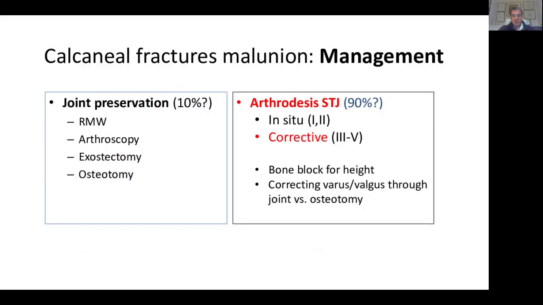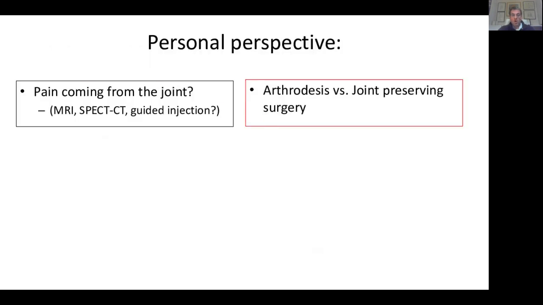affected in the vast majority, I would say in 90% of the cases, according to the literature, and that's my experience as well. So if you attempt joint preserving surgery in cases with minor arthritis, you have to remove metal, do an arthroscopy, lateral exostectomy, plus minus osteotomy if there is varus or valgus. And if you do an arthrodesis, you have to decide, do I do an in situ arthrodesis, or do I do a corrective arthrodesis if the shape of the calcaneal body is affected, if there is loss of height, if there is significant varus or valgus.